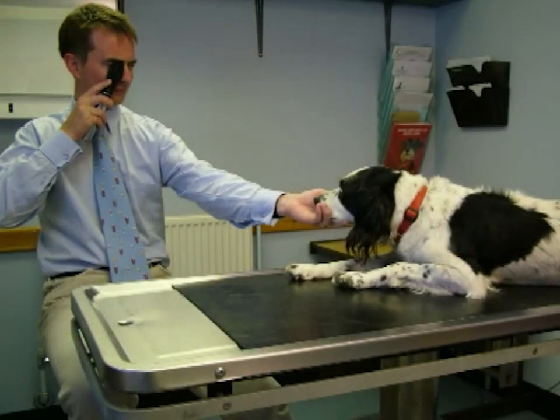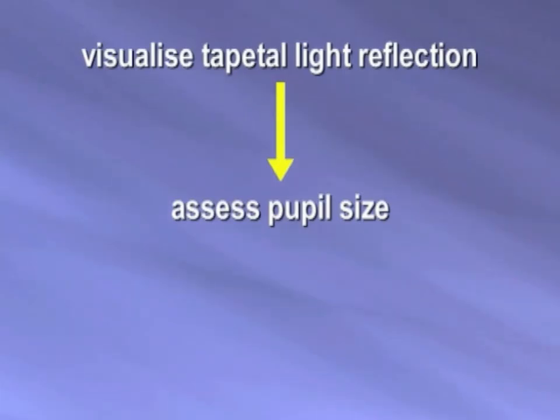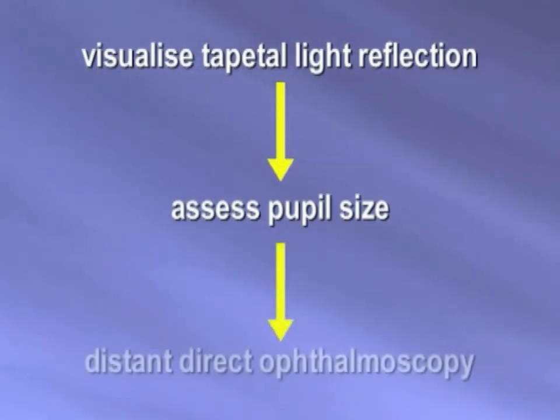With the ophthalmoscope light intensity set at an appropriate point, the patient can be looked at from arm's length with the light beam shining at the bridge of its nose. This should allow visualization of the tapetal light reflection from both eyes and also an assessment of the pupil size. Once this has been done, then distant direct ophthalmoscopy can be performed.